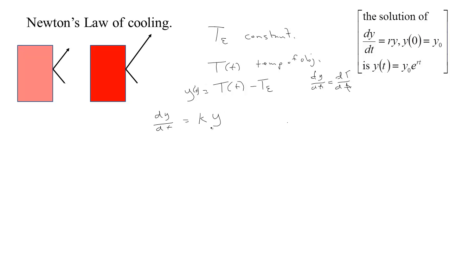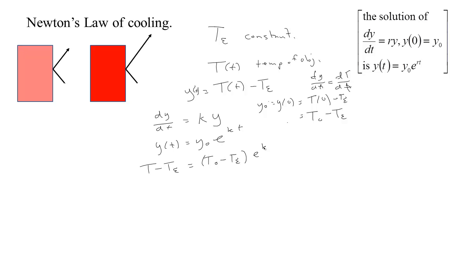We know the solution to this problem is that y(t) is equal to the initial value of y times e to the kt. Here the initial value of y would be the value of y at time 0, which would be T at time 0 minus the temperature of the environment, which I'll call T naught. If I substitute this back in, I have T minus the temperature of the environment is equal to y naught, which would be T naught minus the temperature of the environment, times e to the kt.